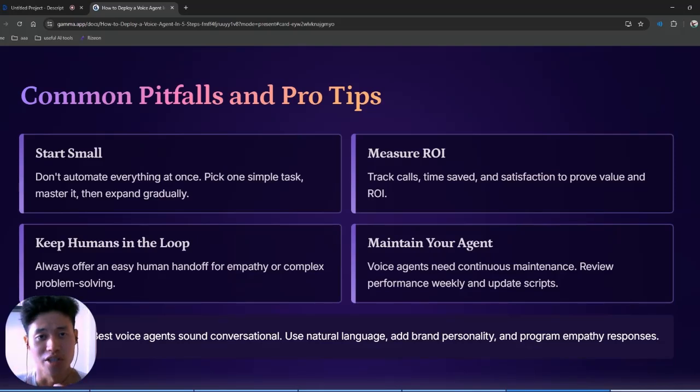Whenever you have a voice agent, you need to know that if things go haywire, or the customer demands to talk to a human, you need to transfer the call immediately. You need to have an easy human handoff to an actual human if necessary. And lastly, maintain your agent. Voice agents need continuous maintenance, and you should periodically review them to make sure they're on par with the latest standards.